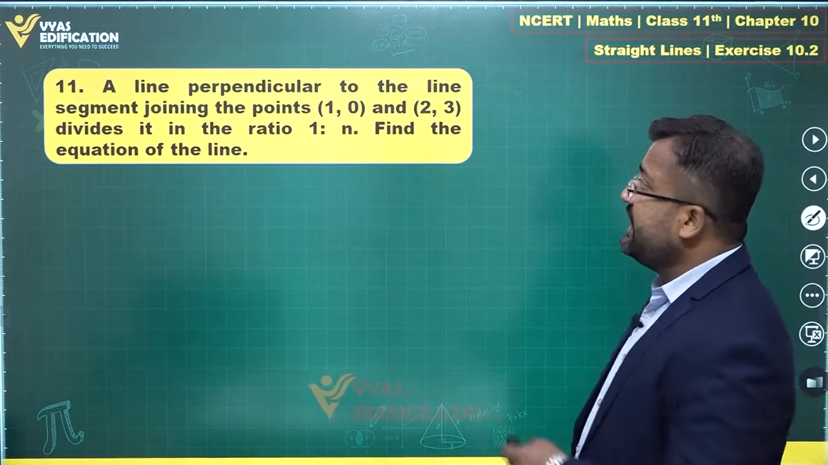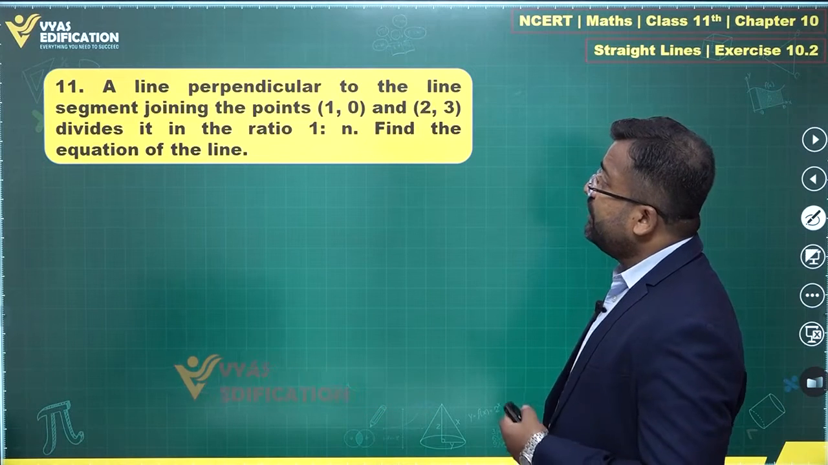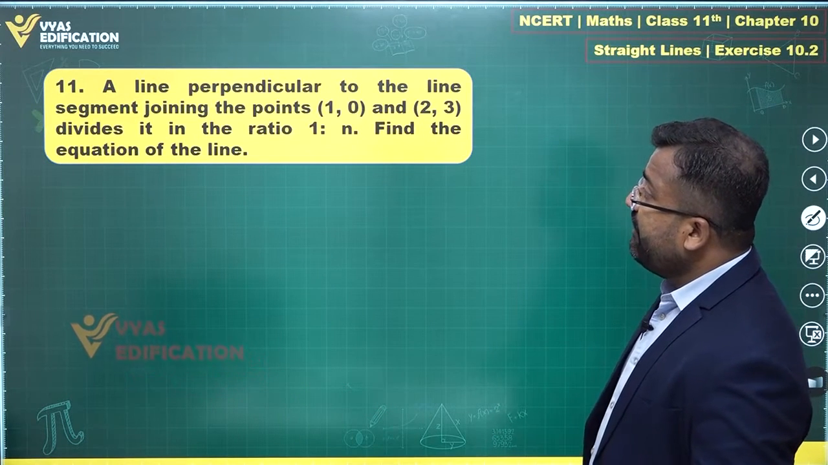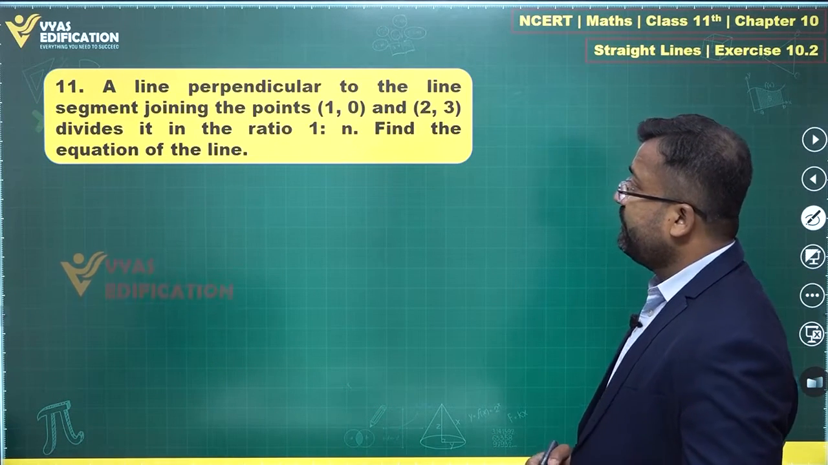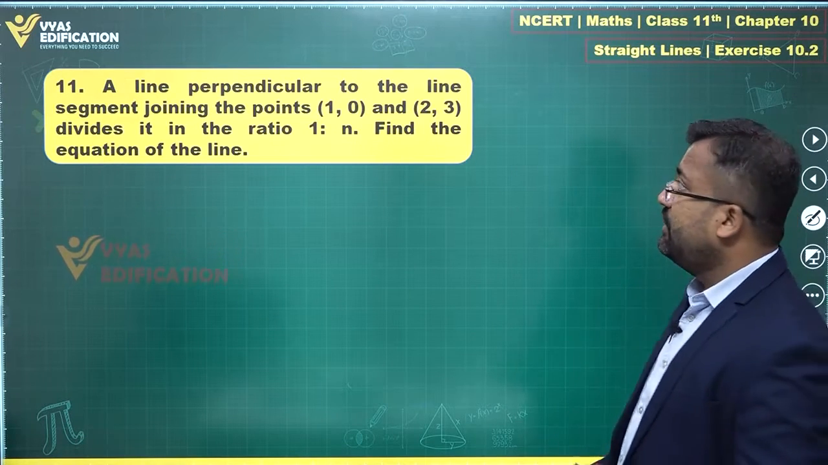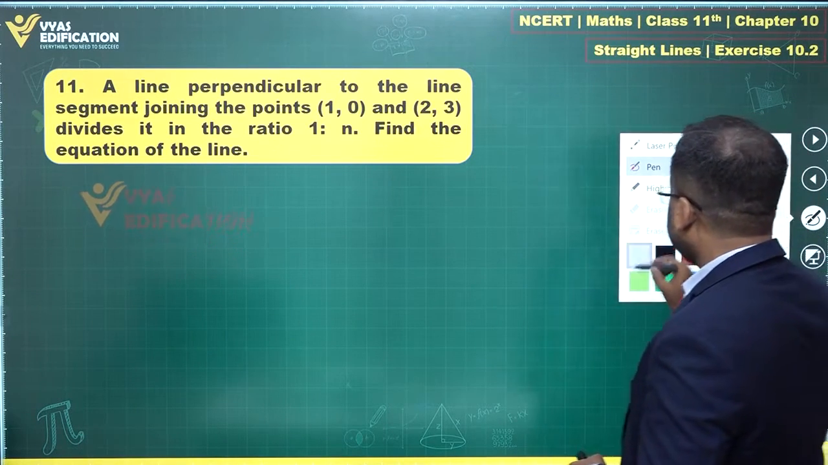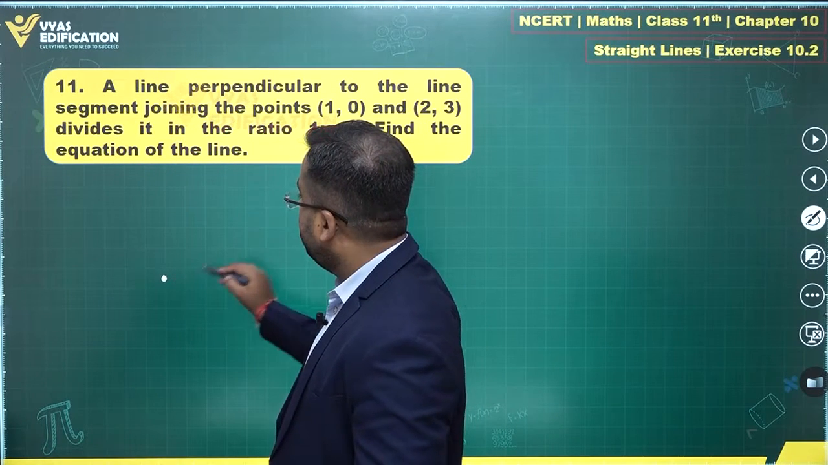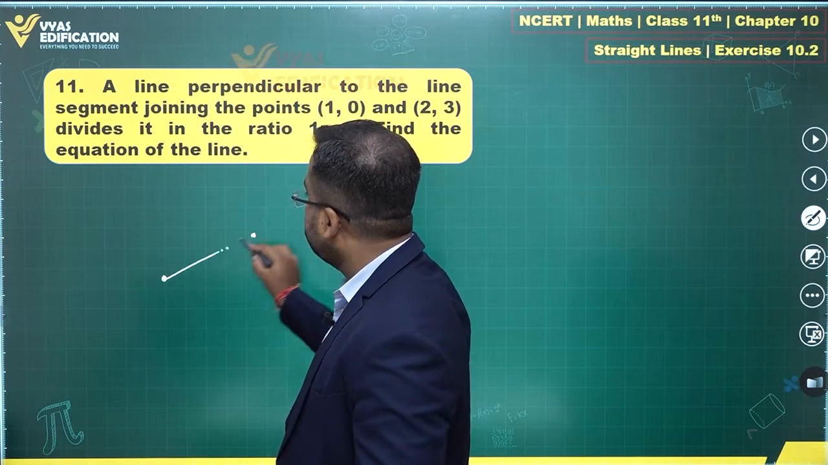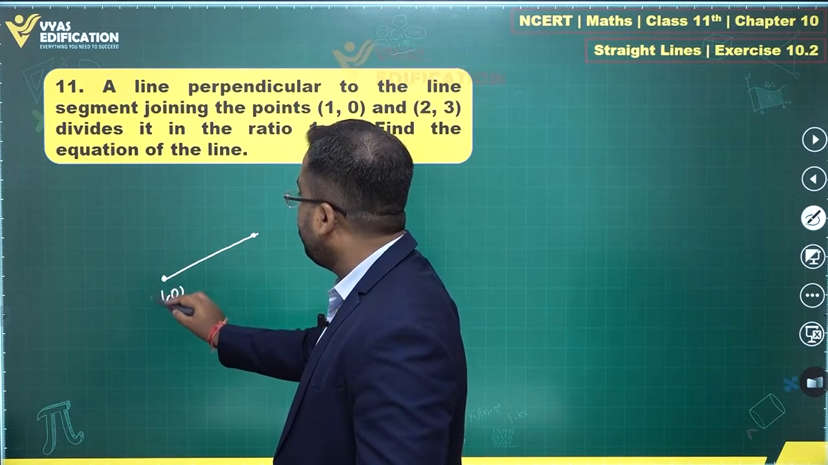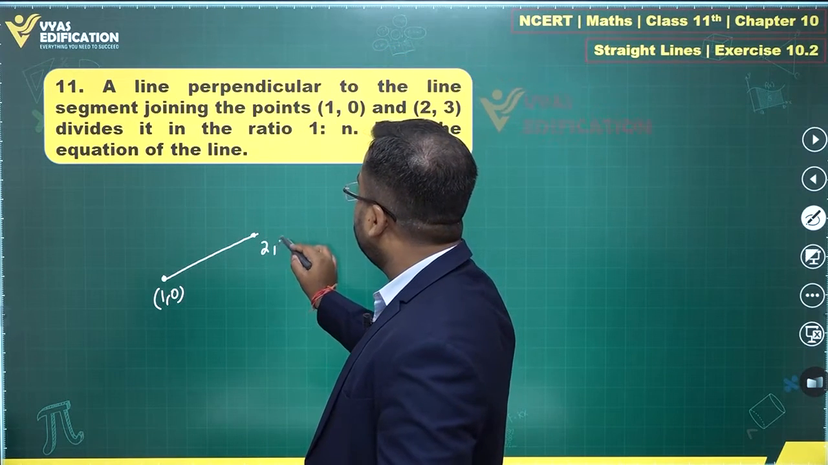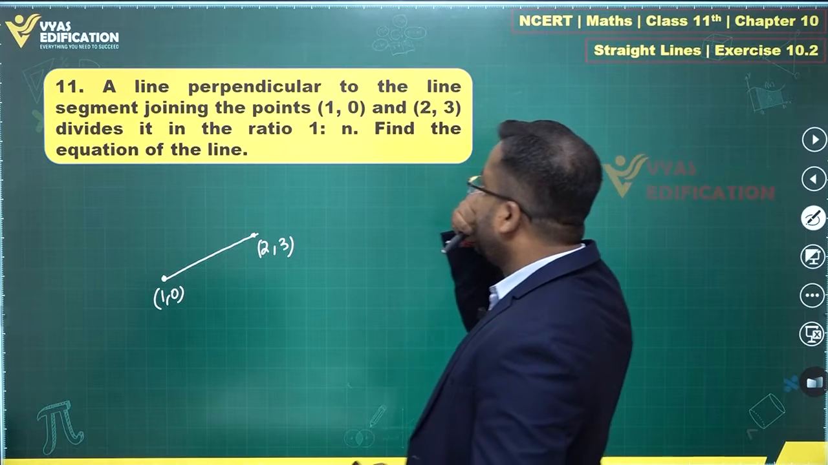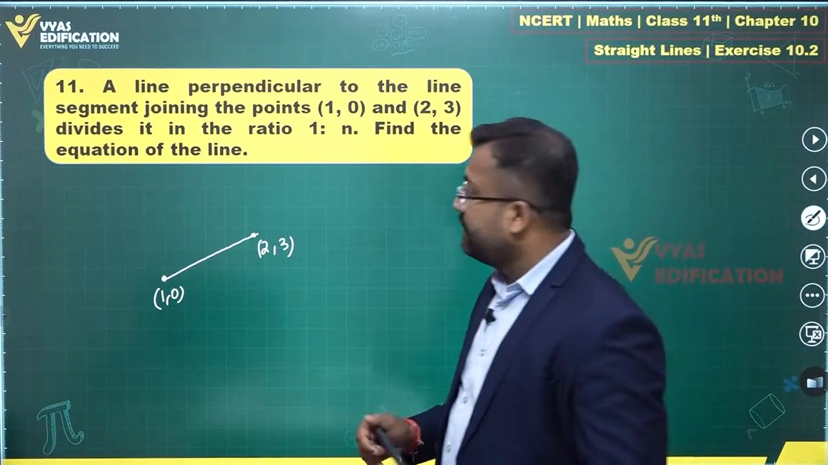The 11th question says a line perpendicular to the line segment joining the points this and this divides it in the ratio 1:n. Find the equation of the line. Let's talk about this. A line perpendicular to the line segment joining this and this. There's a line segment joining 2 points, (1, 0) and (2, 3), which it divides in the ratio 1:n.